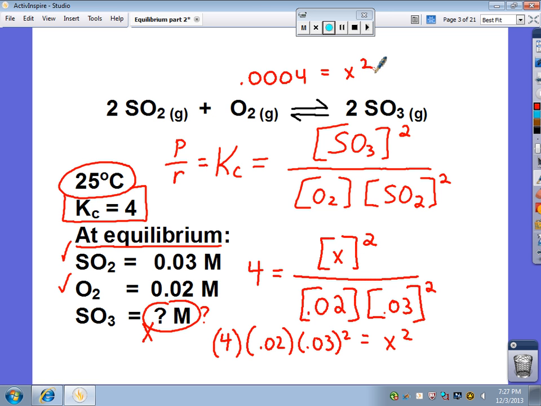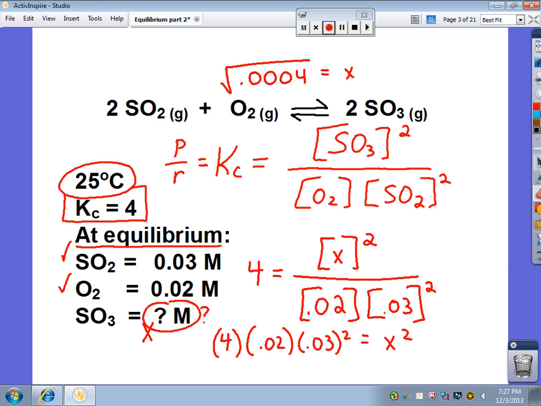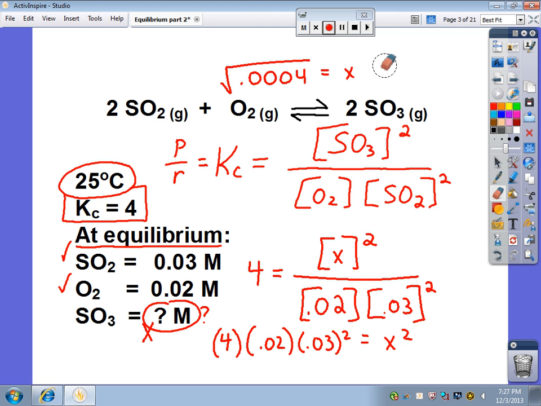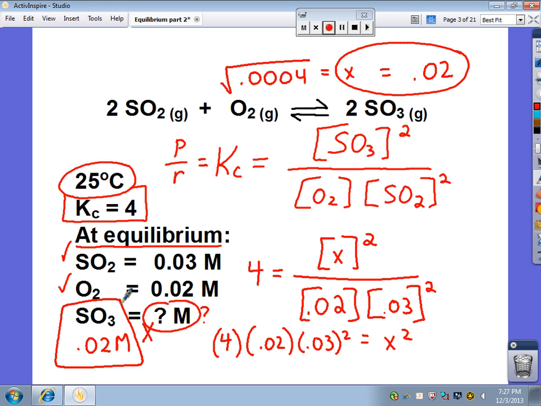So to solve for x, I'm simply going to square root that, which makes that squared go away. And x, if I actually solve this, is equal to 0.02. So my molarity for SO3 at equilibrium is 0.02 molar. That's what SO3 is at equilibrium. That's the value. And that's how you do it.